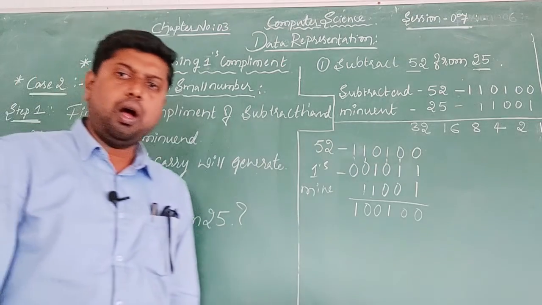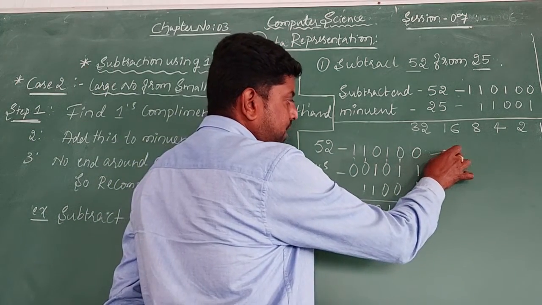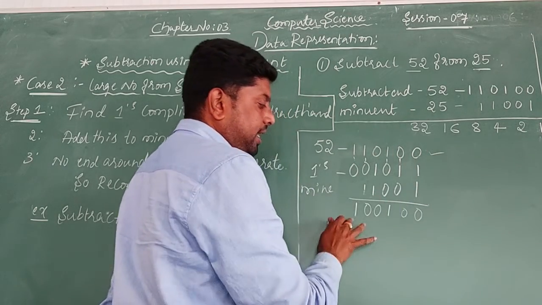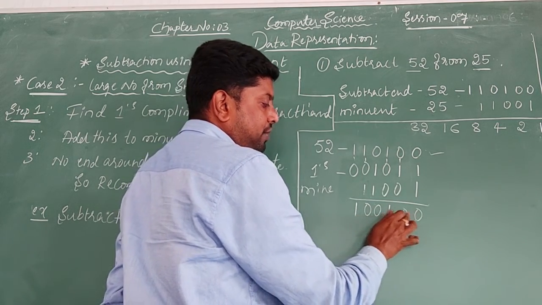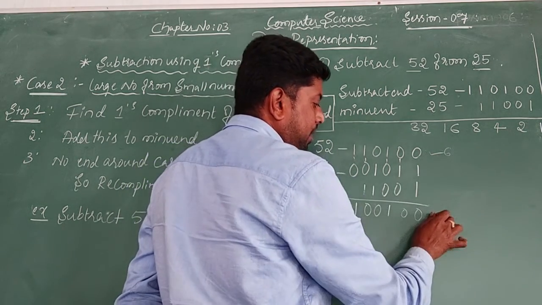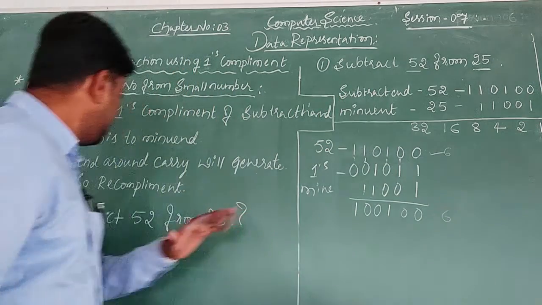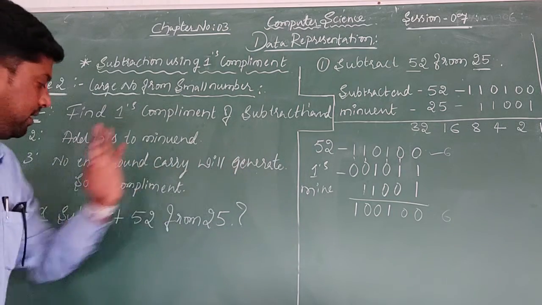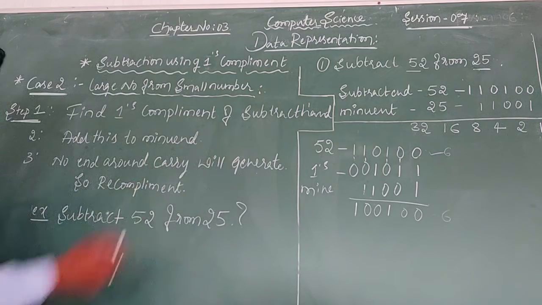Check the 52 digit number, 1, 2, 3, 4, 5, 6 digits, and check the resulted result. Here also a 6 digit number. Here also a 6 digit number. Hence, according to the rule, see here, no end around carry will generate. So we have to recomplement the result.